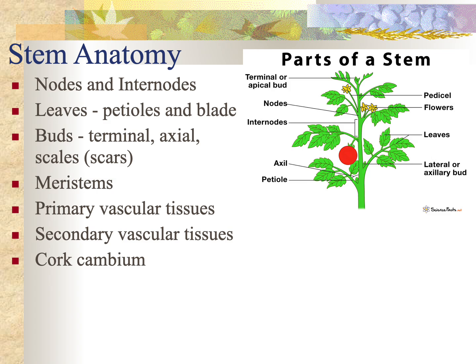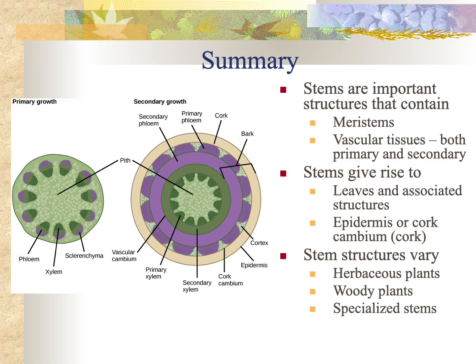Remember, stems are an above ground part, generally an above ground part of plants. They are supportive. They give rise to leaves and buds. They include the apical meristem and some secondary meristems, as well as vascular tissues, cork cambium, things like that. With our first program on stems, we gave rise to that.